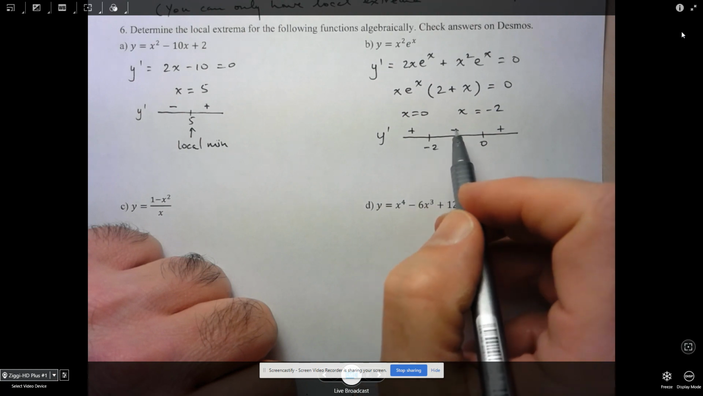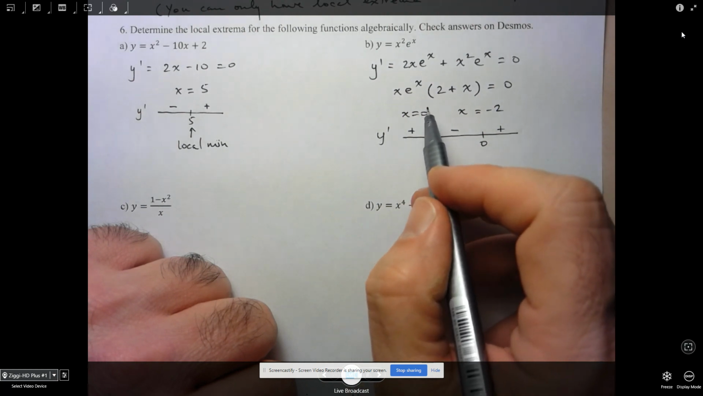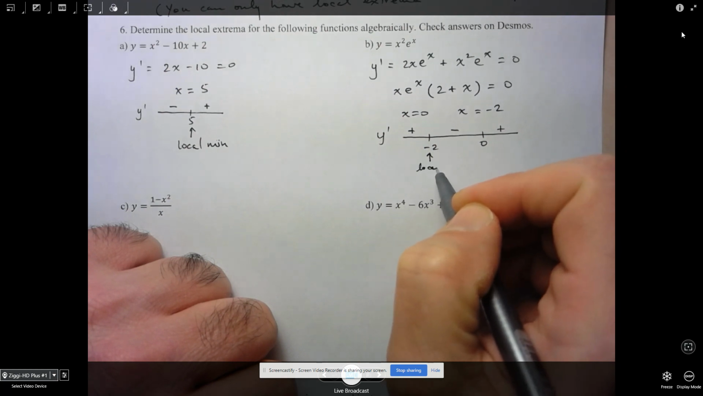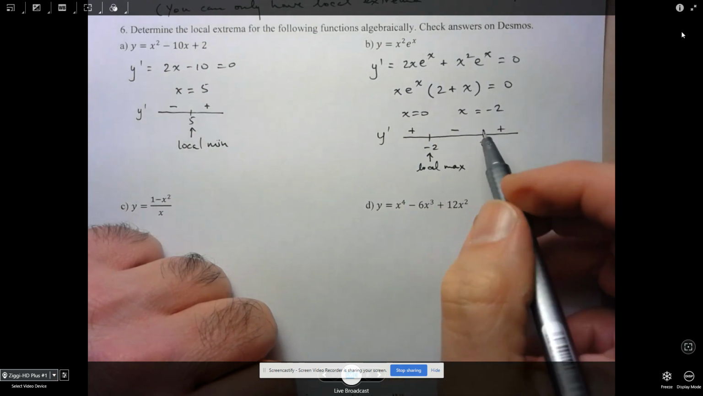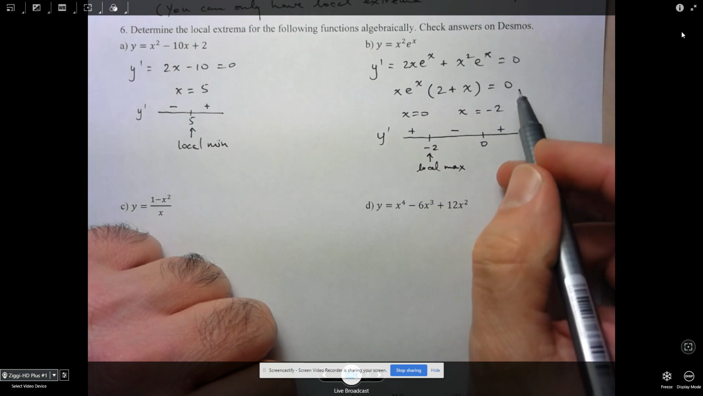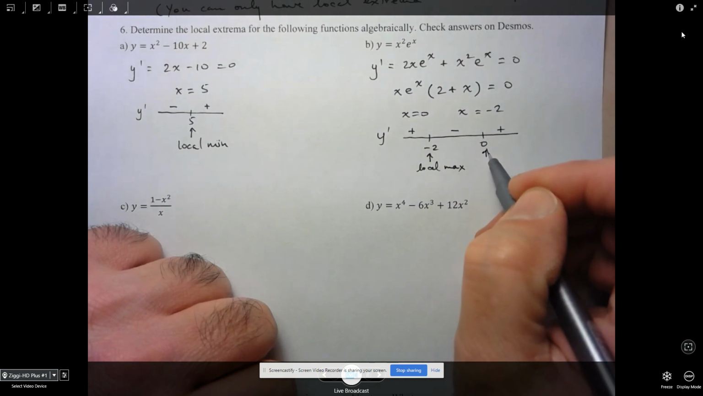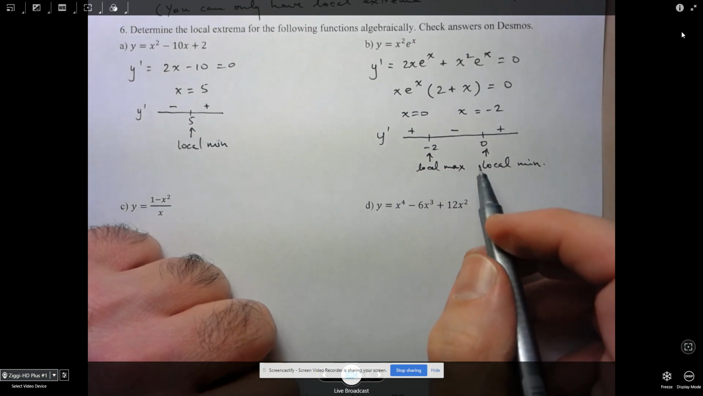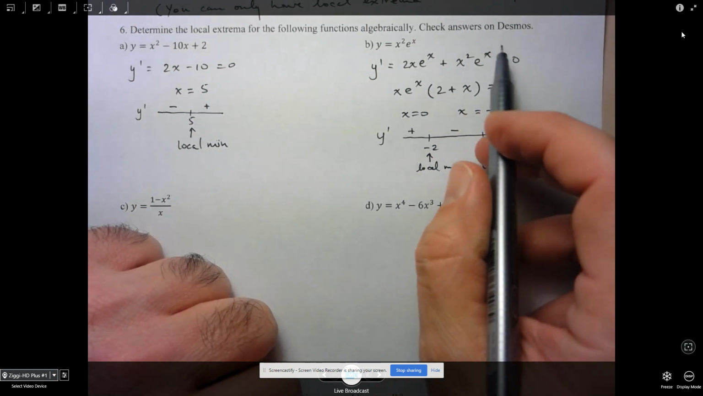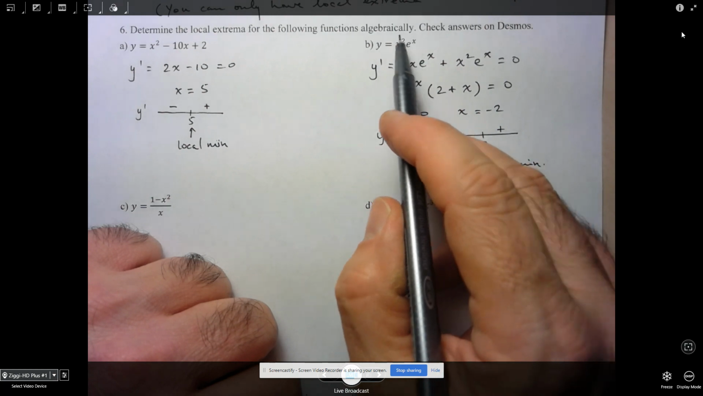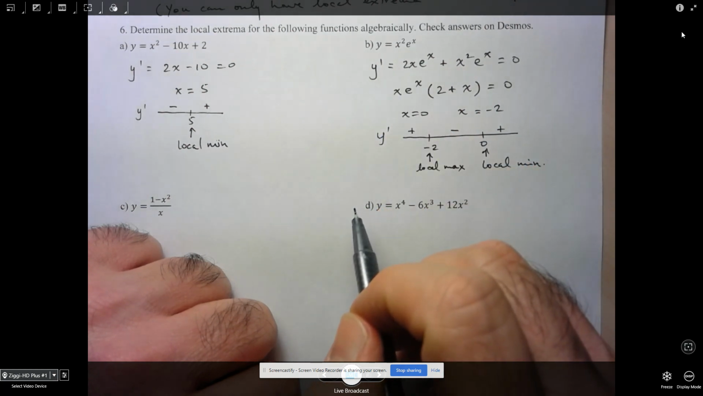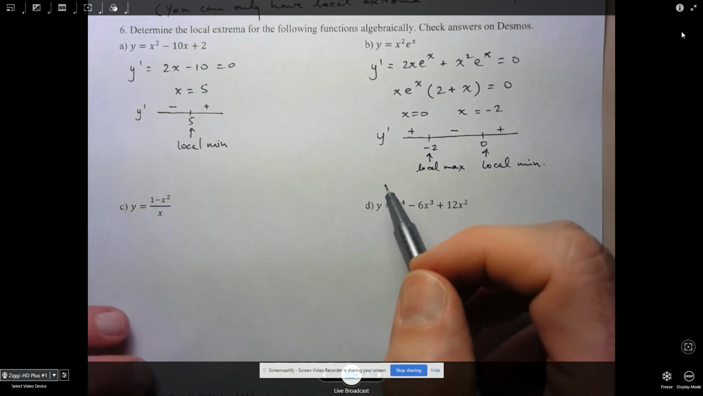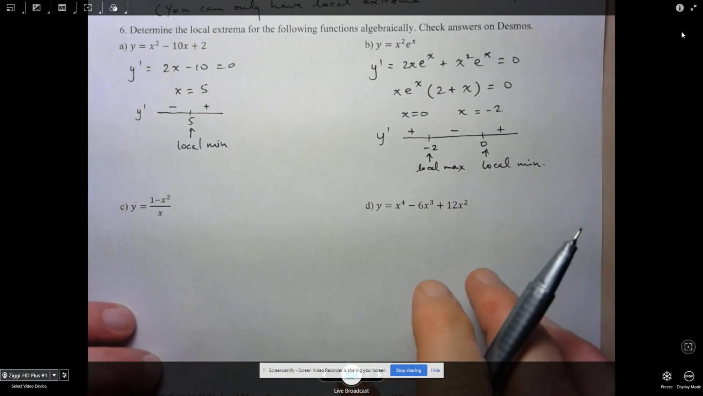Here, from positive to negative, meaning from increasing to decreasing. So here we have a local max, and here I'm going from decreasing to increasing. So here we have a local min. And again, if I wanted the actual y values, I would just stick those into the original function. Okay, and we'll check these on Desmos later on. Although it's looking pretty good so far.